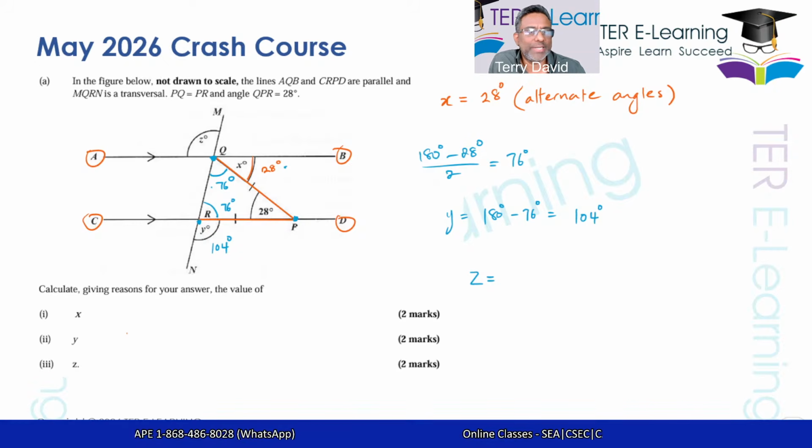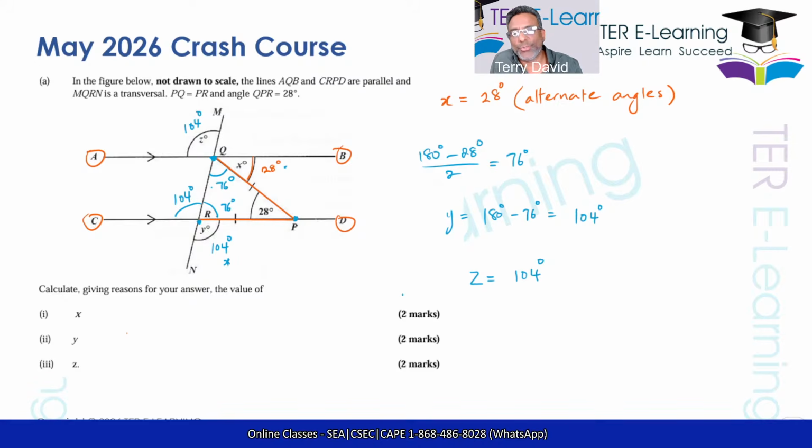Okay, a lot of people are saying 104. That's looking right to me. So here's what's happening. If this angle here is 104, it means that this angle here is also 104 degrees. And if that is 104, it means that this here is also 104.